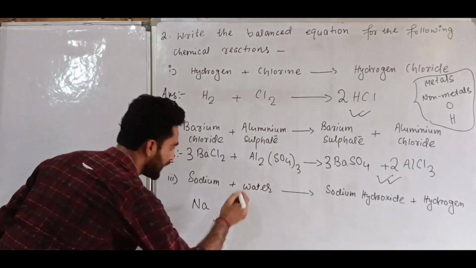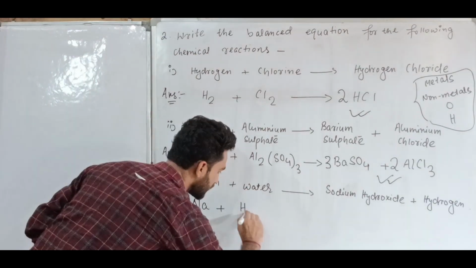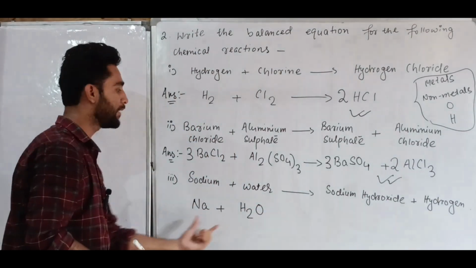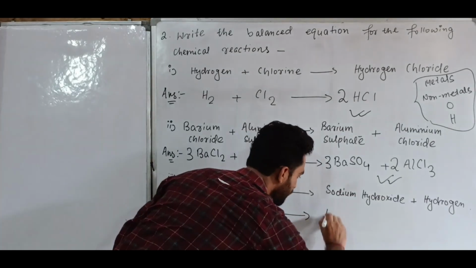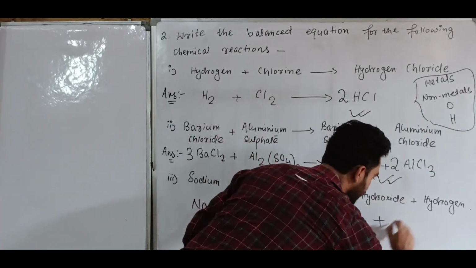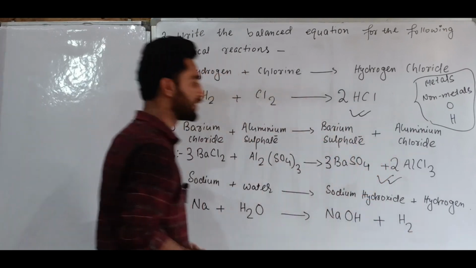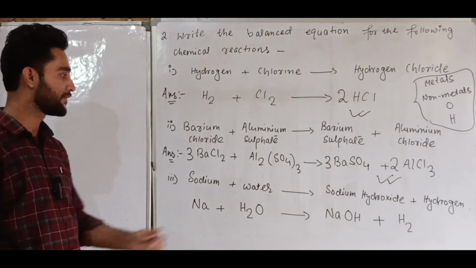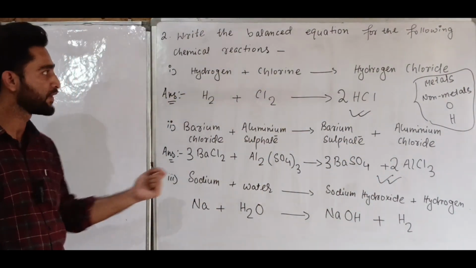Sodium symbol is Na plus water. So sodium reacts with the water. It will form sodium hydroxide. Along with the sodium hydroxide, it will form hydrogen gas. Now check whether the reaction is balanced or not.